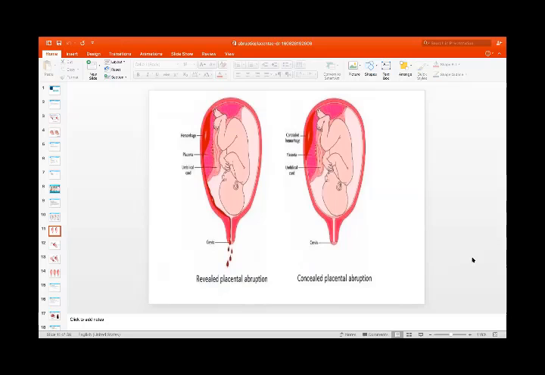So again, this picture shows that this is revealed hemorrhage. The blood seeps out of the cervix into the vagina, trickles down, while in concealed variety, this is placenta and this is the uterine wall, and the blood is confined in between the two. It does not trickle down through the cervix. So this is concealed type, which is more dangerous and more severe, and it has high complication rates.